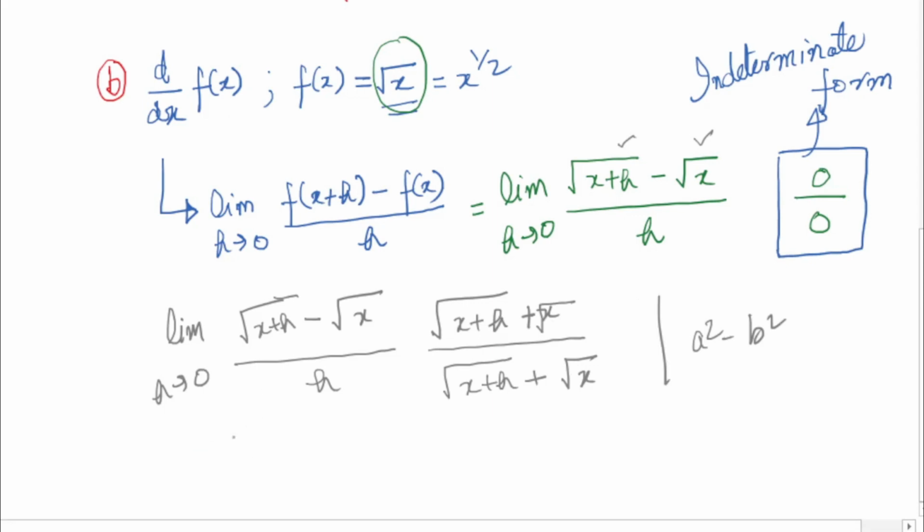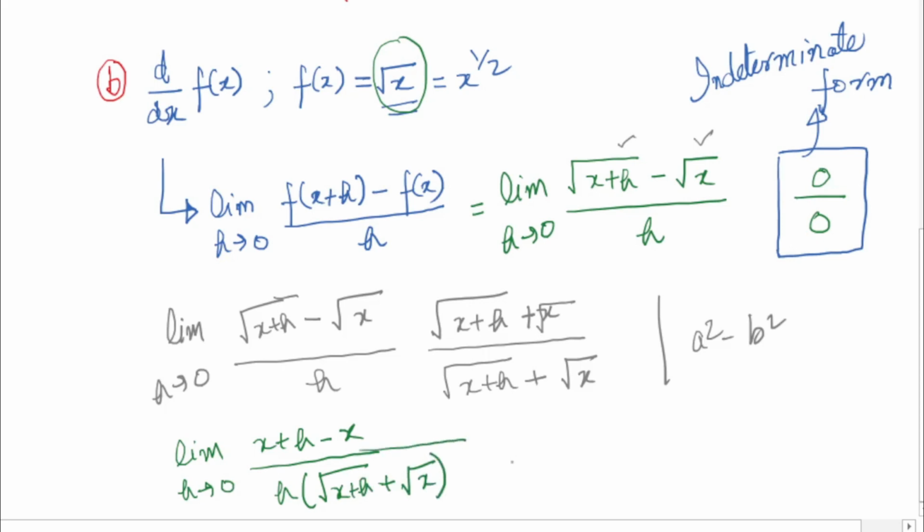Okay, so finally we have limit h tends to 0. In the numerator we have x plus h minus x, and in the denominator we have h times the round bracket of square root of x plus h plus square root of x. If we see the numerator, there is a term plus x and minus x, so this will be cancelled out, and h is remaining, and in the denominator we have h, so h and h cancel out.